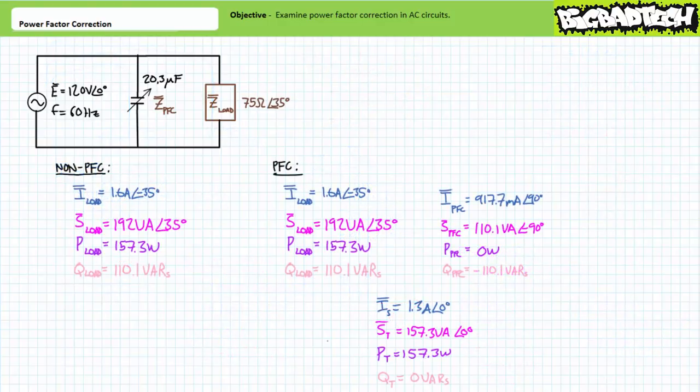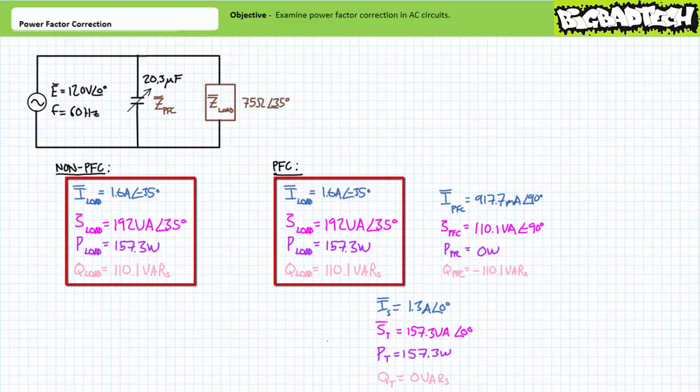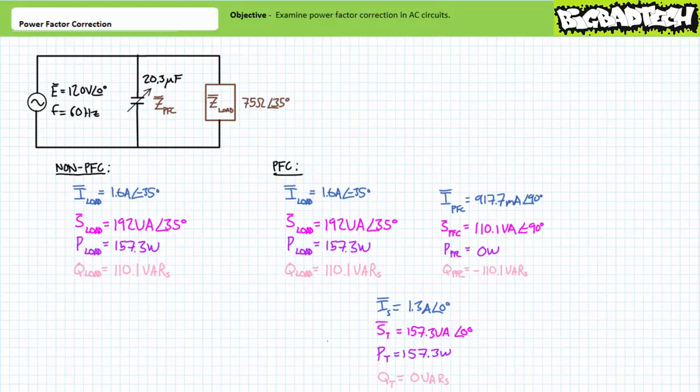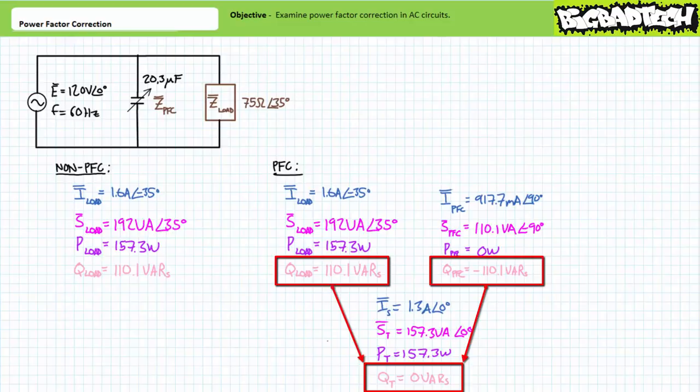Take a moment to compare and contrast the electrical properties of the original non-power factor corrected circuit with those of the power factor corrected system. You note both loads draw the same amount of current and experience the same amount of real and reactive power. Source current, however, is lower and perfectly in phase with supply voltage for the power factor corrected system. The reactive power supplied by the power factor corrected capacitor is equal in magnitude, yet of opposite polarity of that absorbed by the inductive portion of the electrical load.